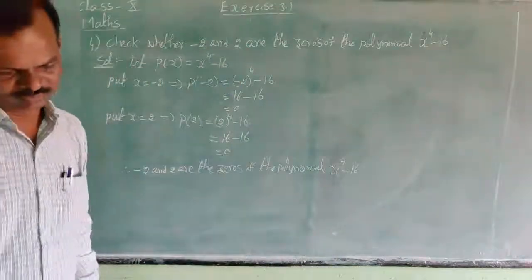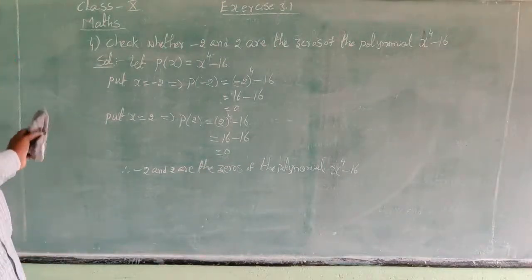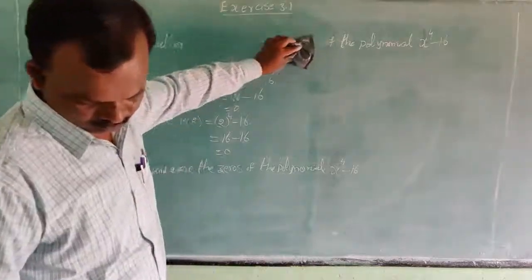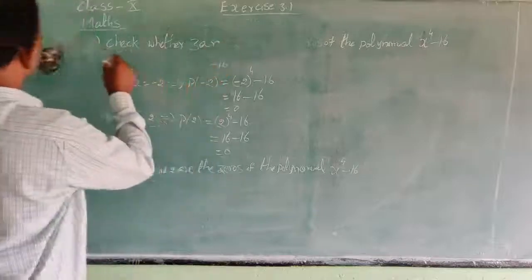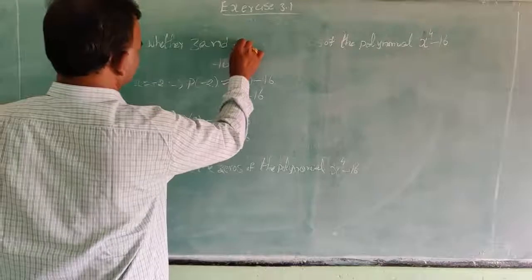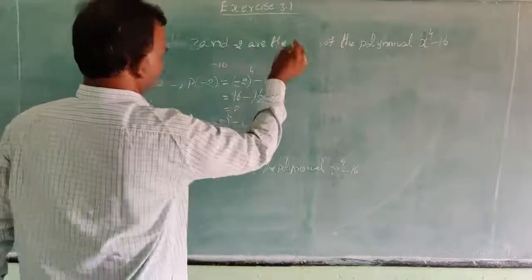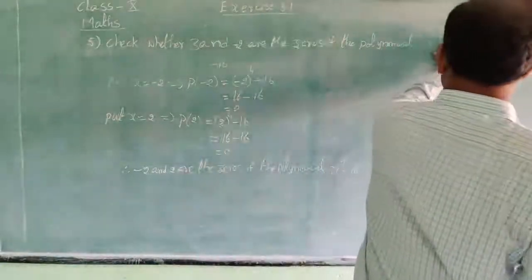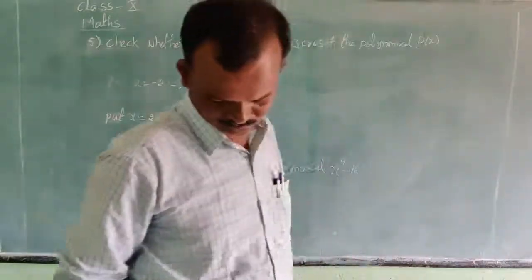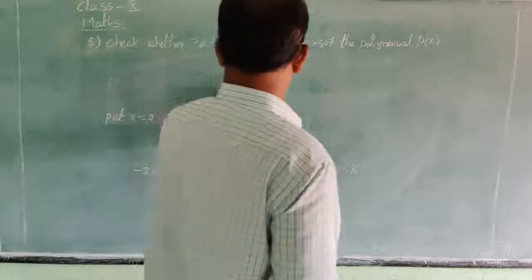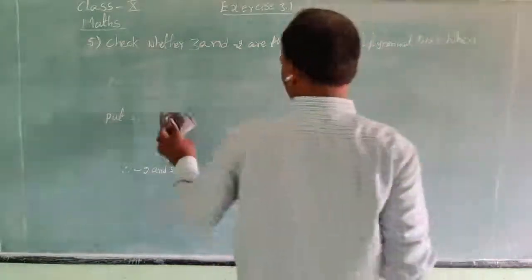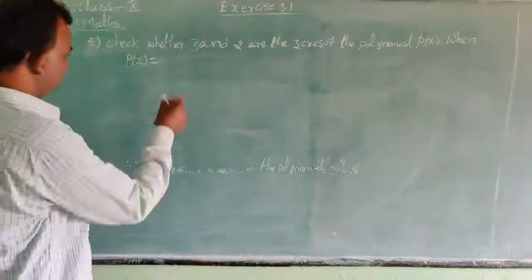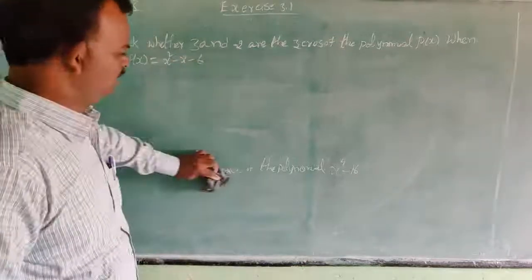And next one, fifth one, check whether 3 and minus 2 are the zeros of the polynomial p of x, when p of x is equal to x square minus x minus 6.